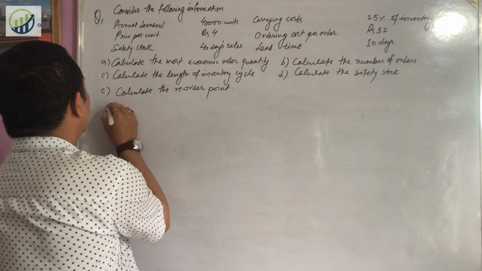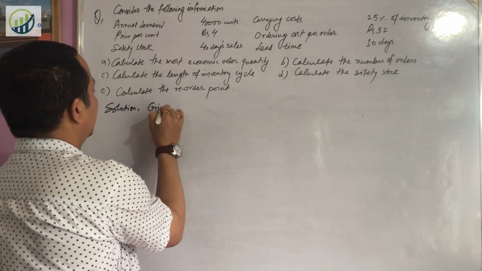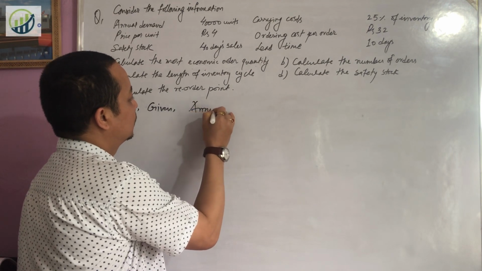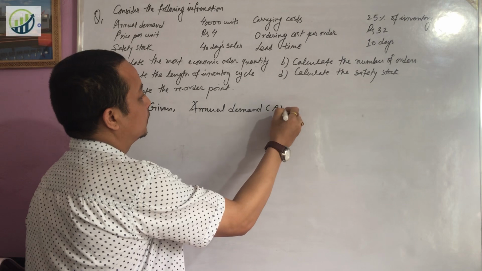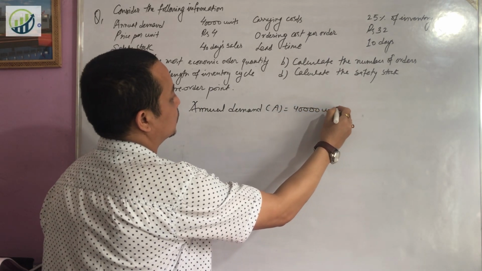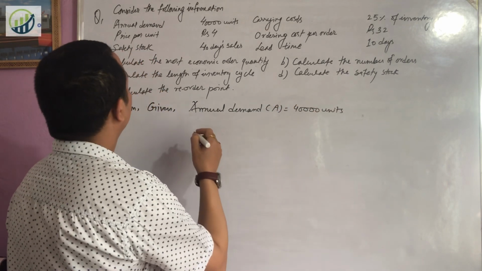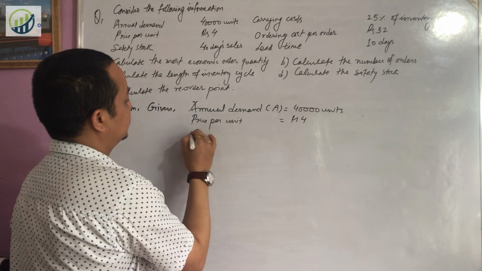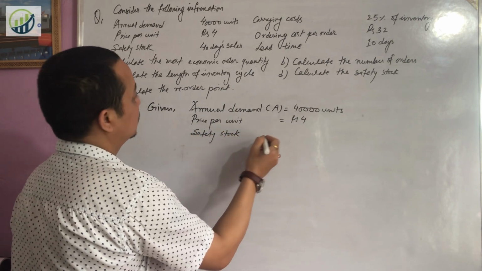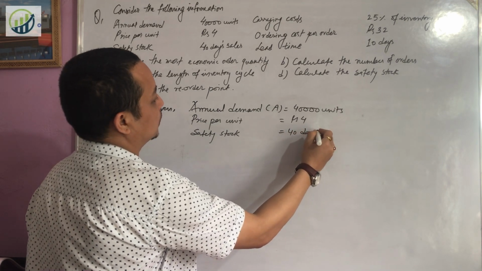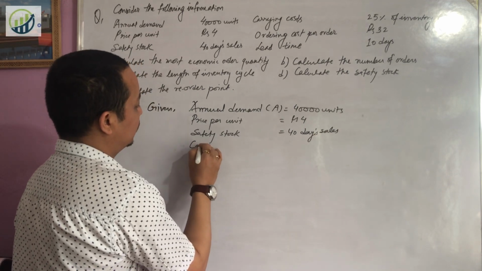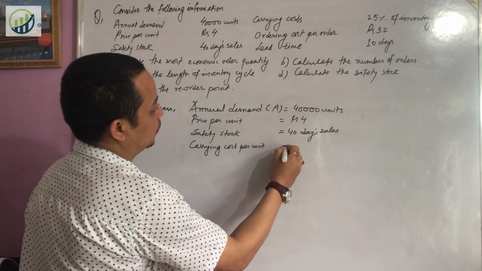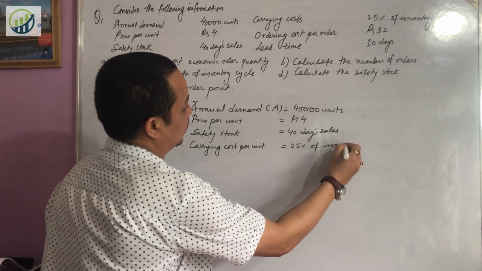Okay, so now here solution. Given: annual demand A, that is 40,000 units, price per unit, that is rupees 4, safety stock, that is 40 days sales, carrying cost per unit, that is here 25% of inventory value.